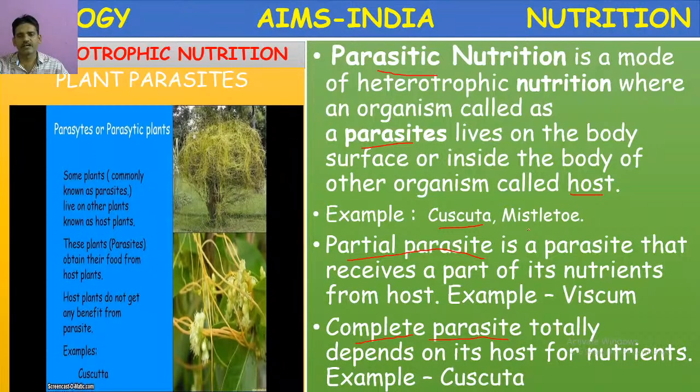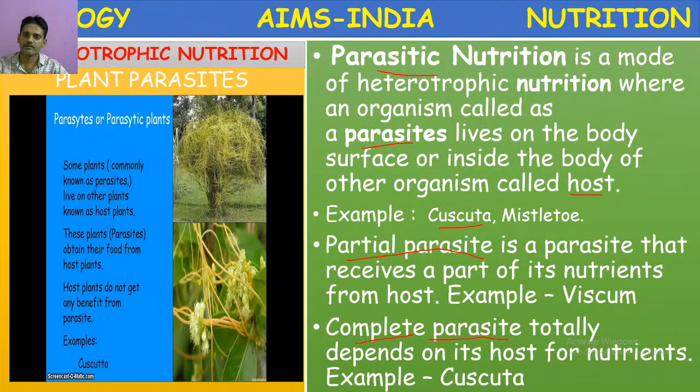Parasitic plants, for example Cuscuta and Mistletoe. These are two examples. The partial parasite is a parasite that receives a part of its nutrients from the host. Another example is given, Viscum. The complete parasite, for example Cuscuta, depends on its host for nutrients. Commonly this Cuscuta grows on the banyan tree or on the neem tree also.